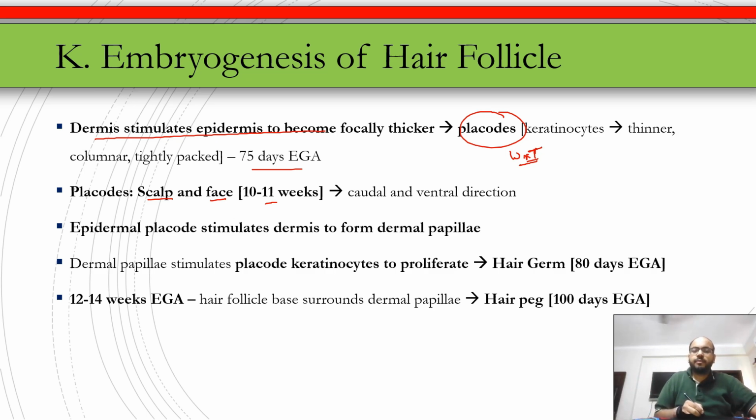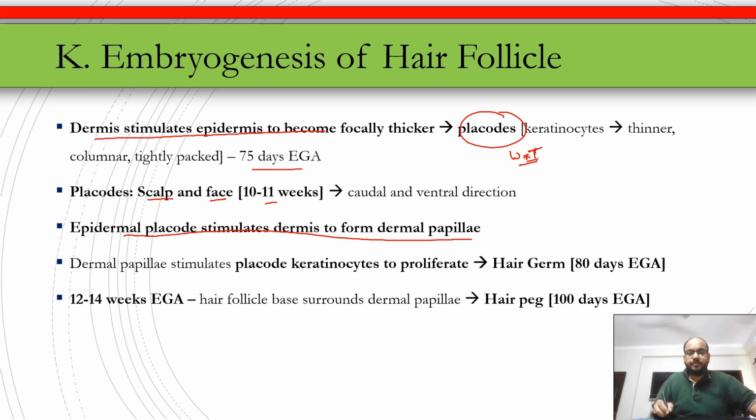Clear? Now this placoid will stimulate the dermis to form dermal papilla. So first, a group of dermal mesenchymal cells will stimulate the above epidermis to form placoid. This placoid will stimulate the lower dermal mesenchymal cells to form dermal papilla. This dermal papilla will again stimulate the placoid to go inside, to proliferate and become hair germ. Now this hair germ will keep on elongating to form hair peg. And as soon as that hair peg is formed, inside the hair peg, the shaft will start to keratinize, and as soon as that starts, it becomes a bulbous hair peg.